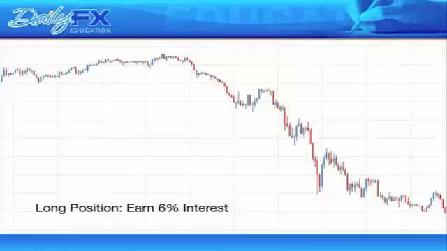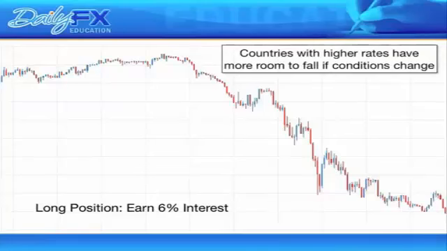You might still earn 6% or 5% or whatever it may be, but due to the capital outflows and all of the selling, you're likely going to lose significantly as the pair's exchange rate moves against you. So we can't just be concerned with current rates. As rates fall, capital will typically flow outward, causing rates to move against your carry position. An important thing to take away is that countries with higher rates have more room to fall if conditions change, and this is really where most of the risk lies.